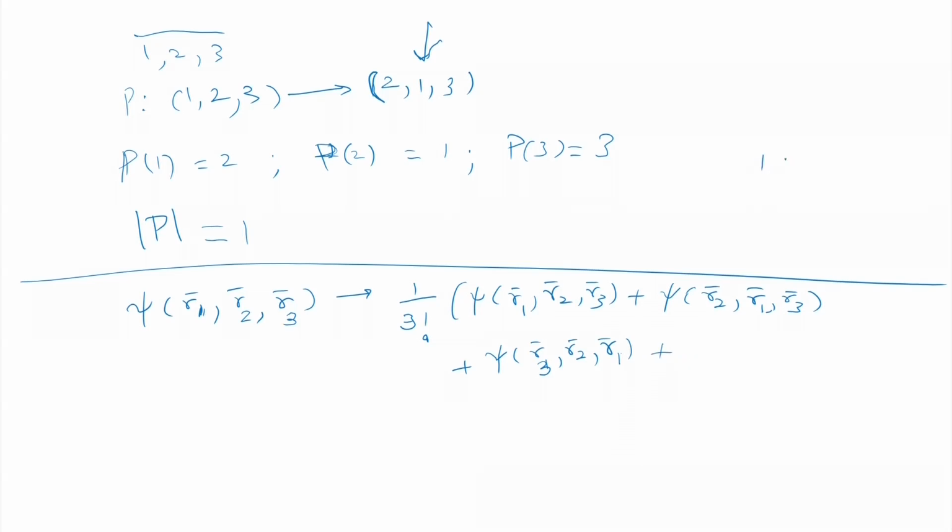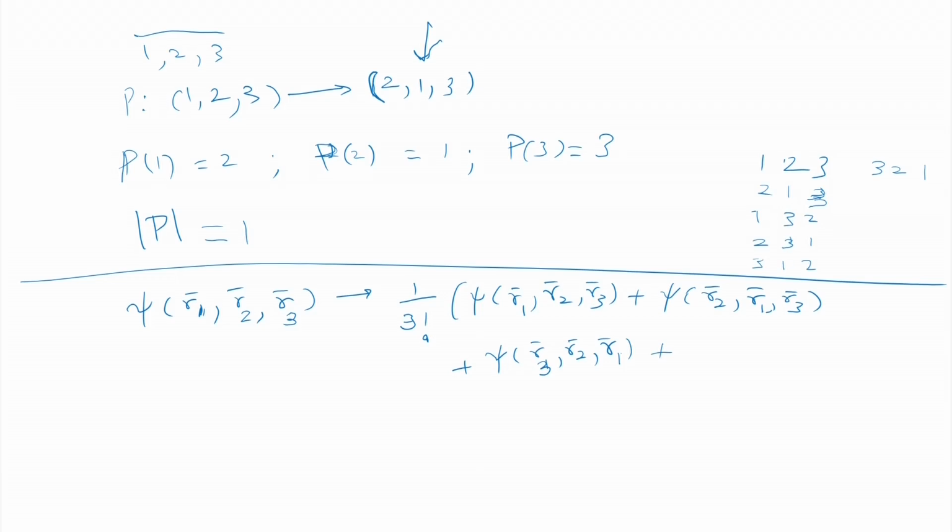So, I am just going to list them, right? 1, 2, 3, 2, 1, 3, right? 1, 3, 2, 2, 3, 1, then 3, 3, 1, 2, then 3, 2, 1. I think we have listed 1, 2, 3, 4, 5, 6.